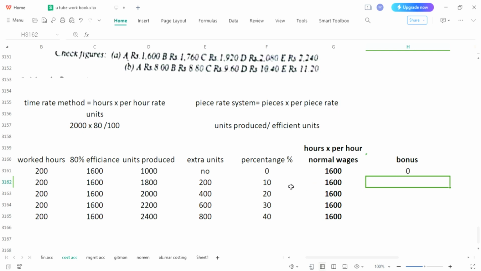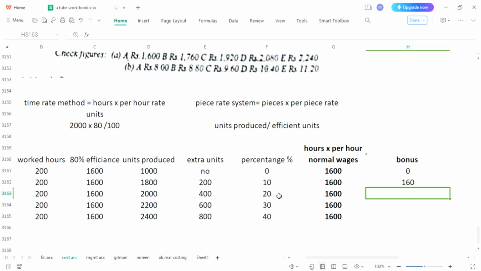Since it is 10%, we will calculate 10%. His original wages is 1600, and you will give him 10% extra amount. For 1% efficiency, 1% bonus. For 10% efficiency, 10% bonus. For 20% efficiency, 20% bonus. So now you have understood. I'm very hopeful. So amount of bonus is 160.